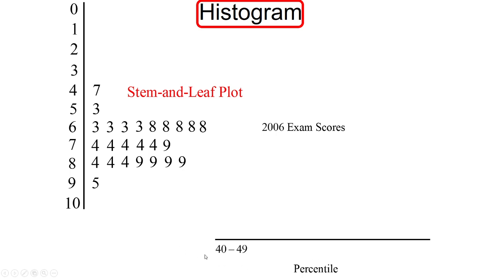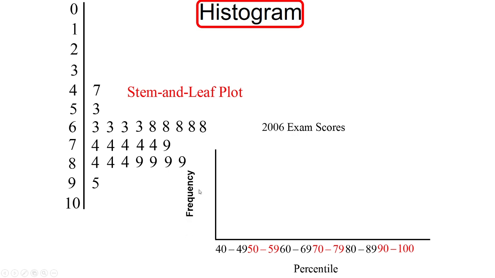Look at how I did this now. My first score is 47, so my first interval is 40 to 49, and guess what's going to come next? 50 to 59, and then 60 to 69, and then 70 to 79, and you see how I alternated the colors. And then 80 to 89, and then 90, and you have to go all the way to 100, because you could have a score of 100. And then the vertical axis is the frequency of the data. So draw a vertical axis here and label that frequency.